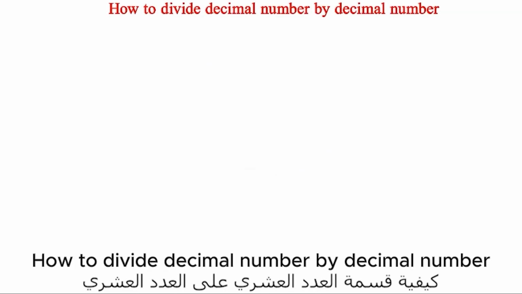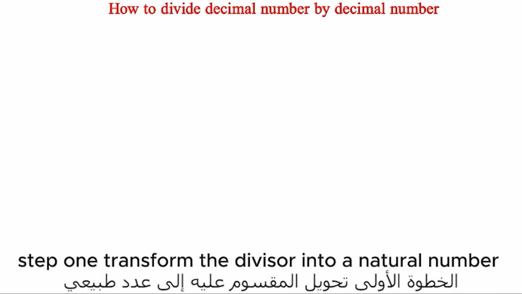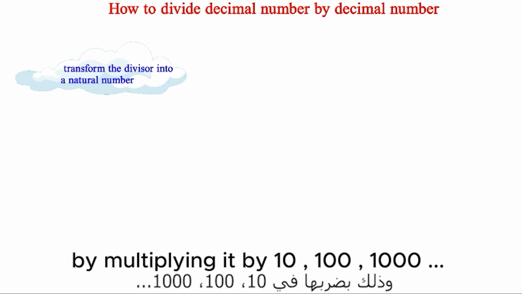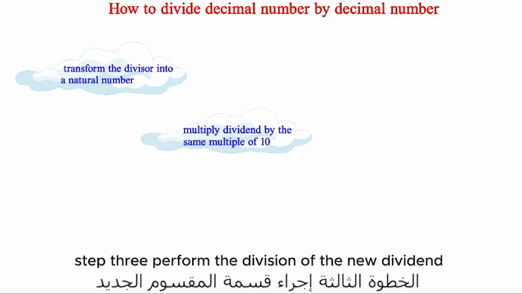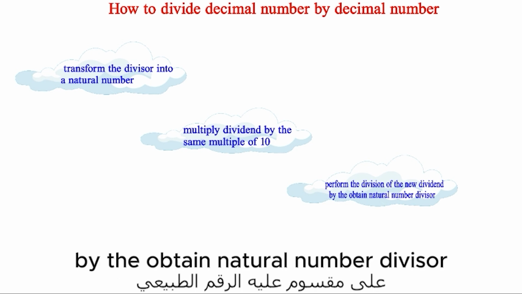How to divide a decimal number by a decimal number. Step 1. Transform the divisor into a natural number by multiplying it by 10, 100, 1000, etc. Step 2. Multiply the dividend by the same multiple of 10. Step 3. Perform the division of the new dividend by the obtained natural number divisor.